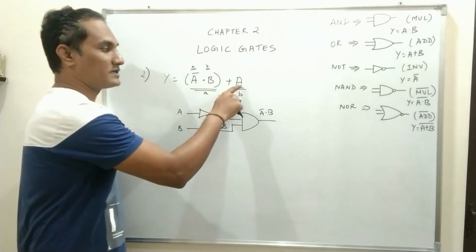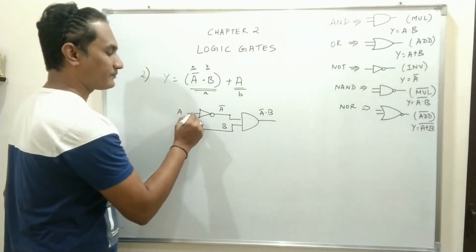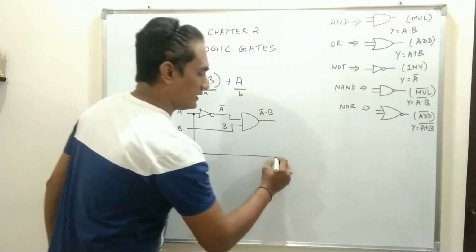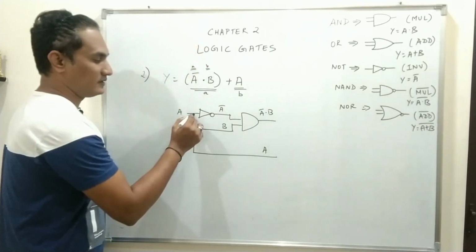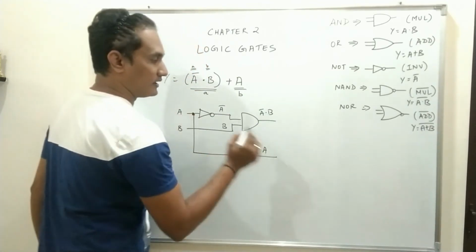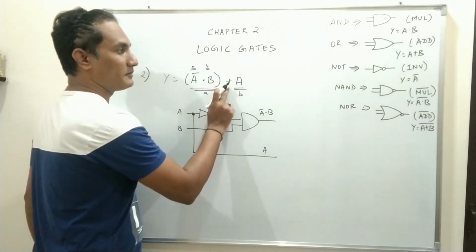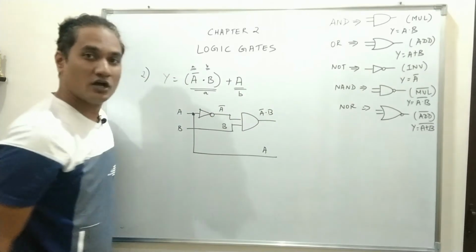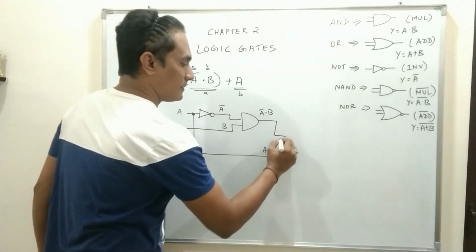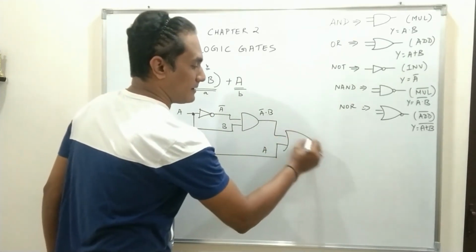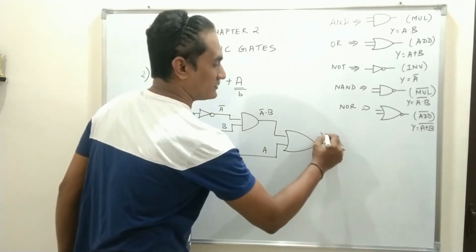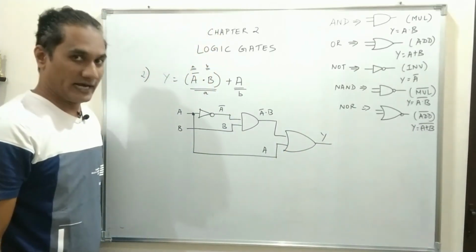What is the other expression? The other expression is A. So extend one line from A. Already you have A. And how are these two expressions connected? Connected by plus sign. Plus sign indicates OR operation. So these two will be connected by an OR gate. So that will be your output Y.